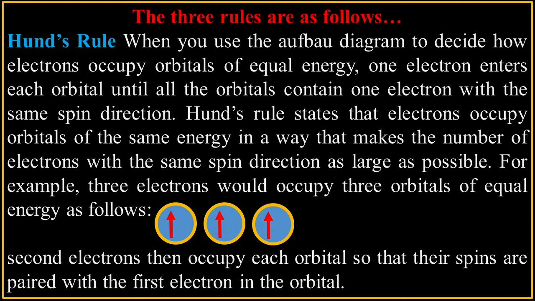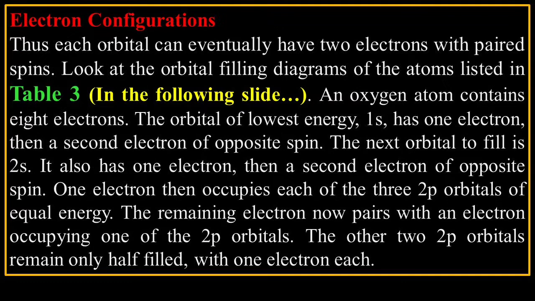Second electrons then occupy each orbital so that their spins are paired with the first electron in the orbital, and they would be going the other way to indicate the opposite direction, or negative one half. Thus, each orbital can eventually have two electrons with paired spins. Look at the orbital filling diagrams of the atoms listed in Table 3 in the following slide.